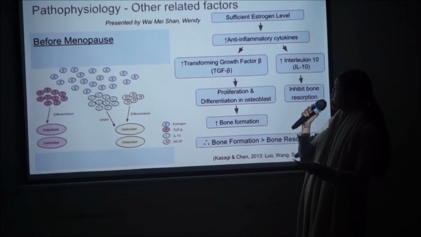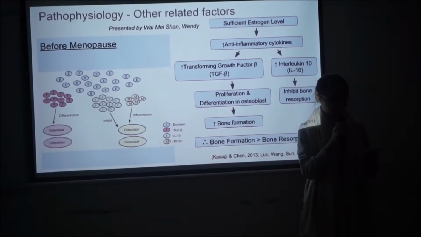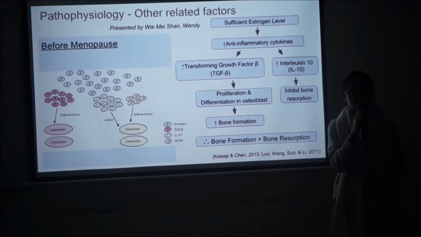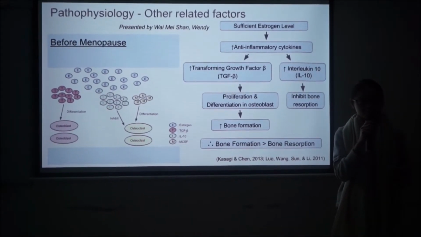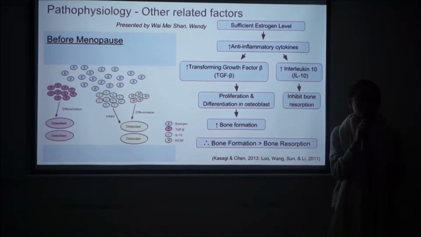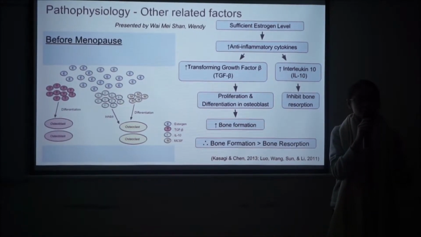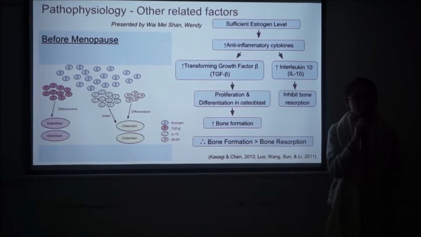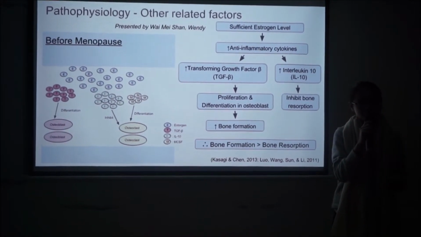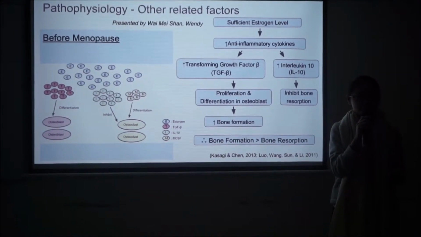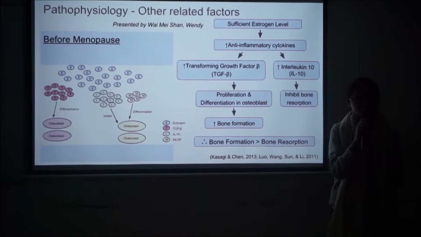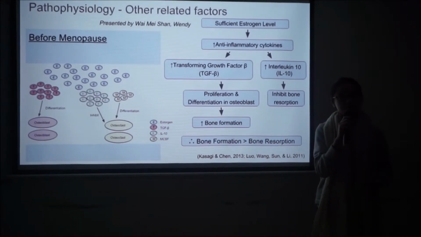Besides the K-L-OPG system, other related factors will affect osteoclast and osteoblast activities. Before menopause, the ovary produces a sufficient level of estrogen. It stimulates anti-inflammatory cytokine production, for example, transforming growth factor beta and interleukin-10. Transforming growth factor beta facilitates the proliferation and differentiation of osteoblasts, in interaction with estrogen, which enhances bone formation. On the other hand, interleukin-10 inhibits osteoclast proliferation and differentiation, then decreases bone resorption. Due to enough estrogen, enhanced secretion of anti-inflammatory cytokines will support bone formation more than bone resorption. It maintains the normal bone mineral density.